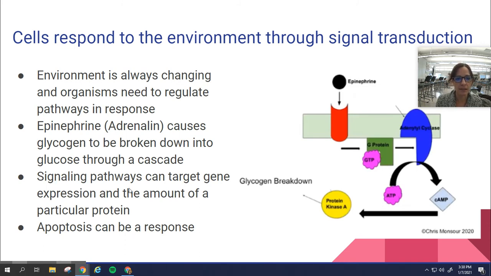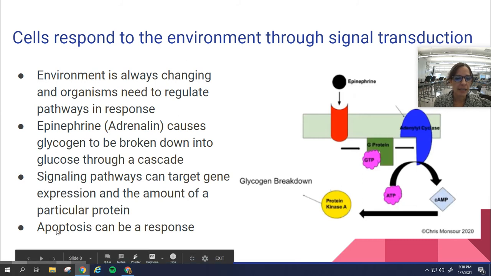So signaling pathways can also target gene expression, so making proteins. So like the example with insulin making glucose channels, those are proteins. And then apoptosis, which is cell suicide, is also a response of cell signaling.